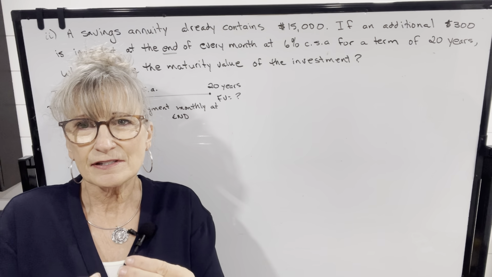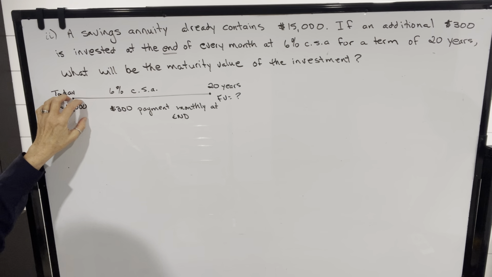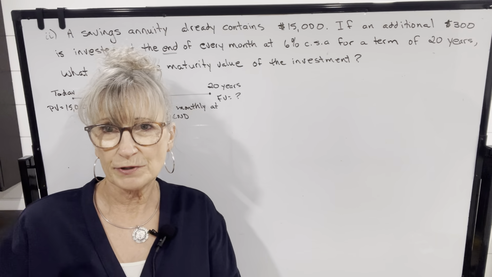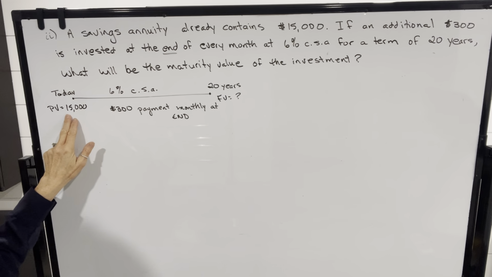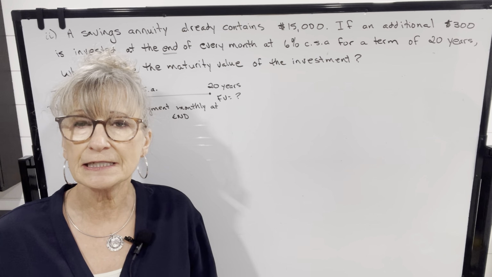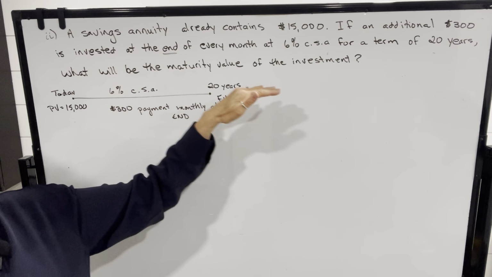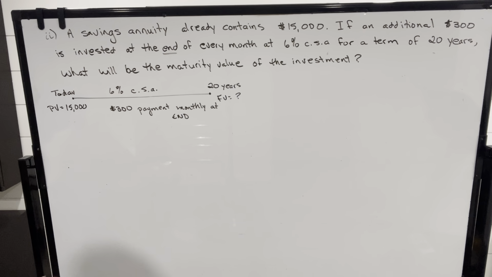So this consists of two things that are growing, this $15,000 that's sitting in the account, as well as the annuity. So what we're going to do here is treat them separately. We need to find what the future value will be of this $15,000 investment. We're just simply going to use our compound interest formula for that. And then we're going to calculate the future value of these payments in 20 years. So let's start with finding the future value of $15,000.